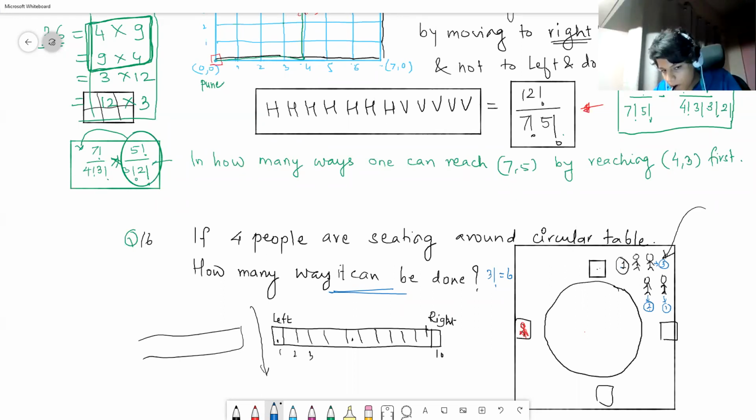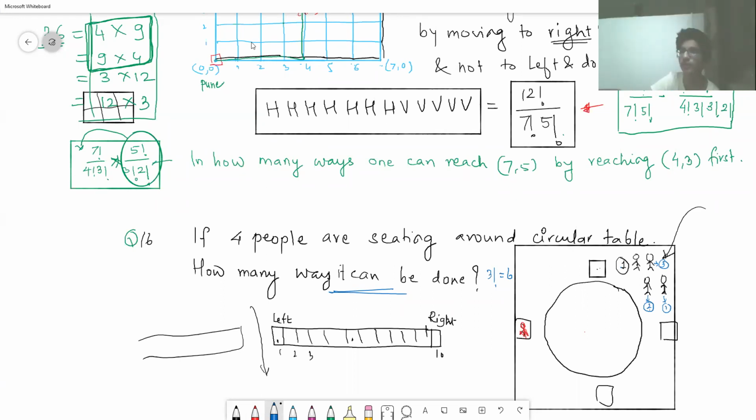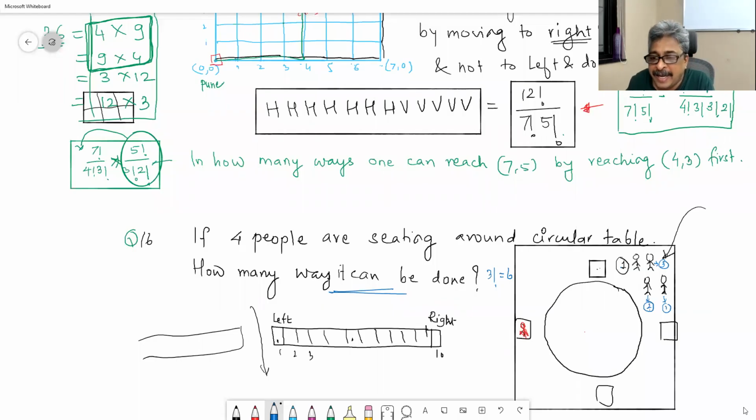Check whether you have understood. First person can take any of them. If there are total n chairs and n people are going to occupy them, then it is n minus 1 factorial ways. Logic is same. For the first one, all are same. For the second one onwards, you have a choice: the second one will have n minus 1 options, the third one will have n minus 2 options, and so on.